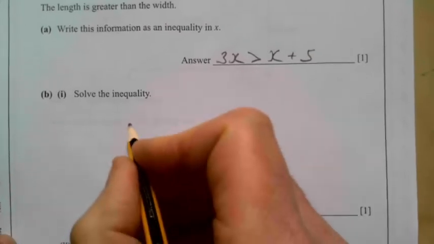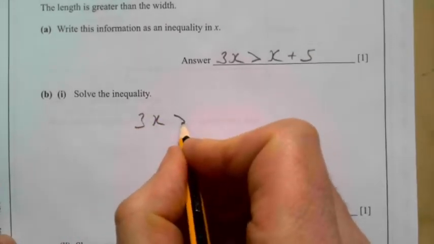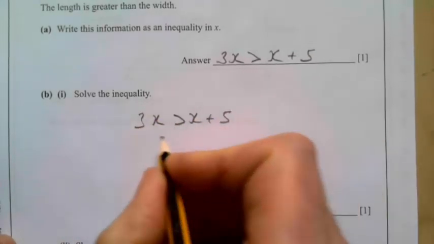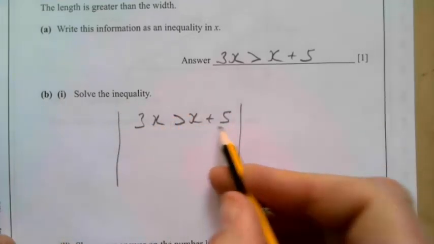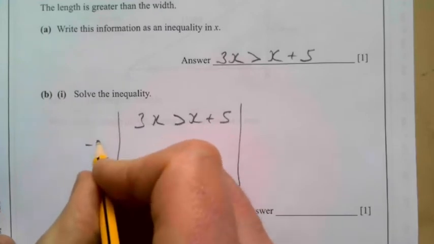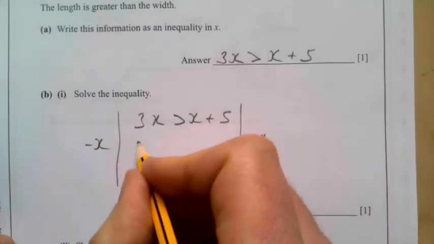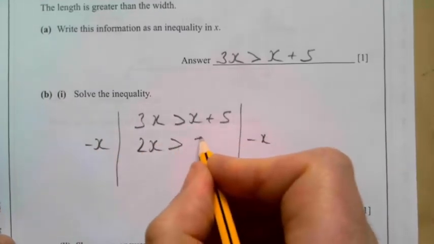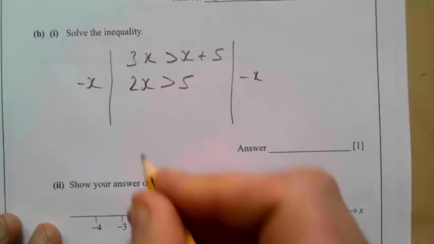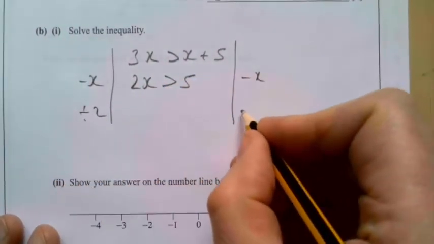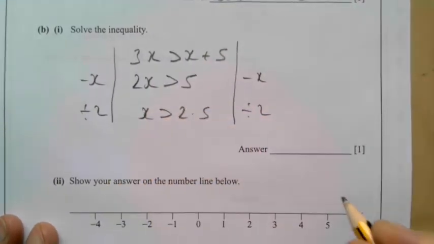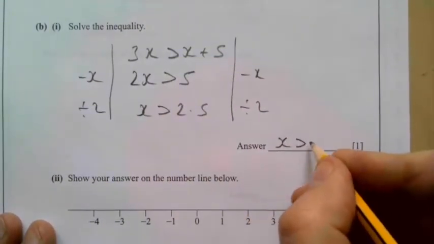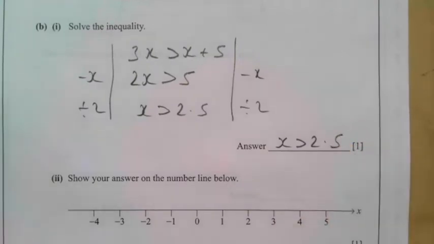Solve this inequality. I would subtract x from both sides. We want to try and get it so it's x and then the symbol and then a number. So I would take away x from both sides. That gives me 2x is greater than 5. And then divide both sides by 2. And I get x is greater than 2.5. So x has to be greater than 2.5.